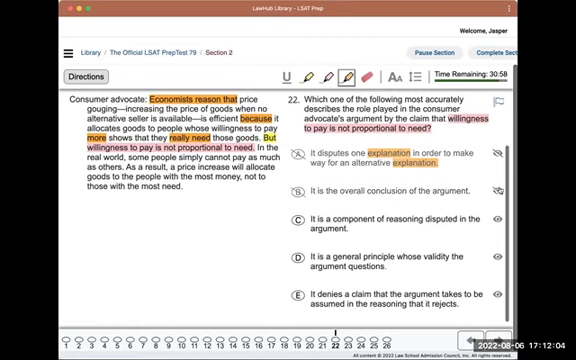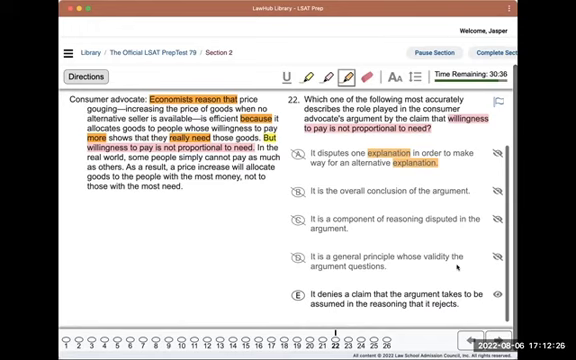Is it the overall conclusion? No. A component of reasoning disputed? No, it goes against the reasoning that the economists have, which is the reasoning being disputed. It's a general principle whose validity the argument questions. No, the argument doesn't question this. The argument is offering this, making this claim.